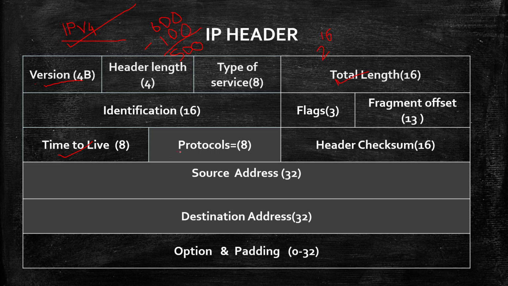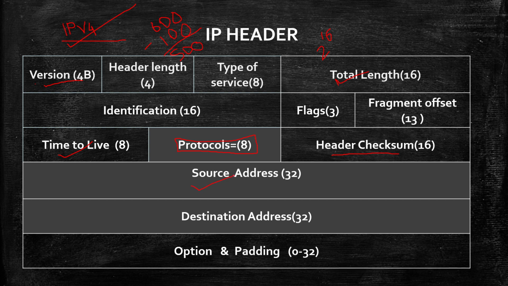Then protocol. I will make one video on protocols. If you have any doubt about protocols, I will give the link in the description, you can check what protocols are. Protocol means which protocol the sender is using for sending the data, and which protocol the receiver is using for receiving the data. There are so many protocols: file transfer protocol, simple mail transfer protocol, HTTP, HTTPS. Header checksum is used to control errors.